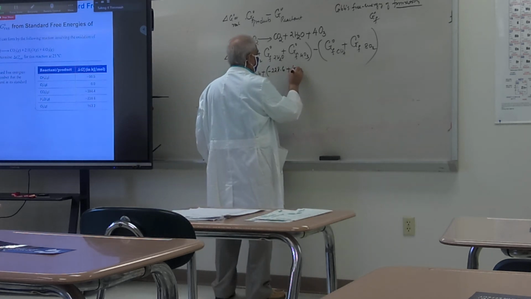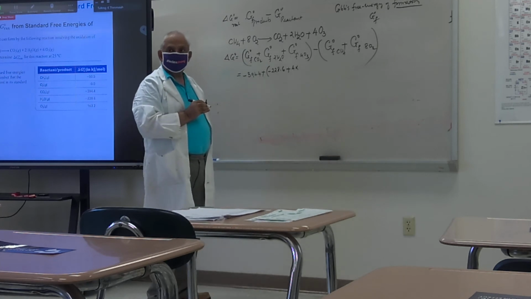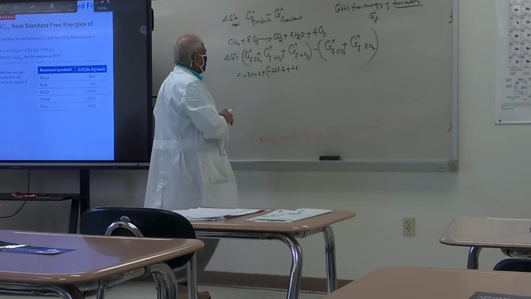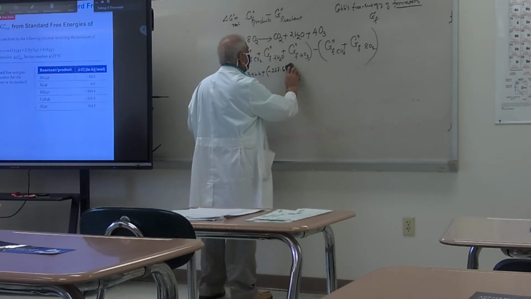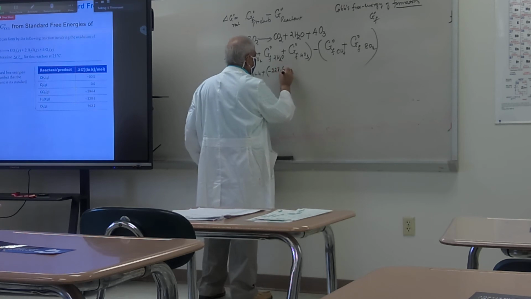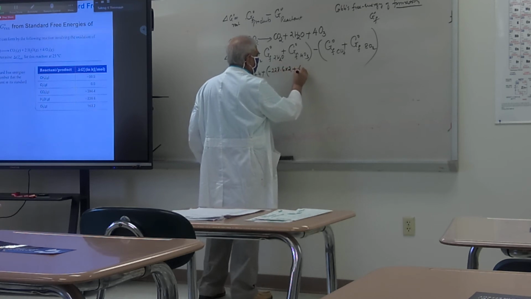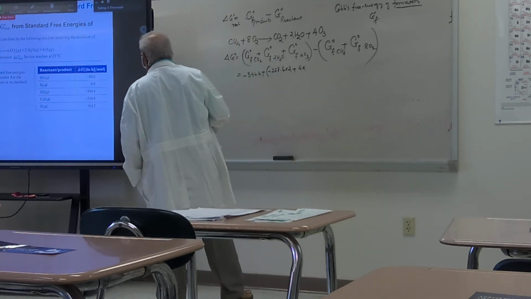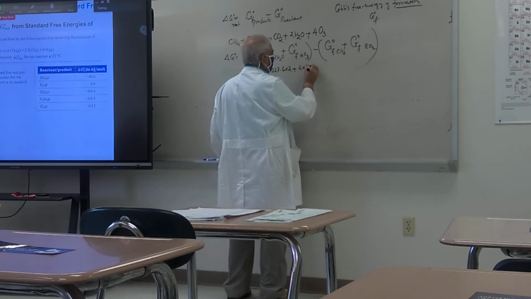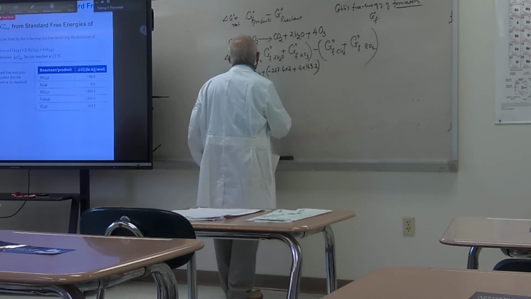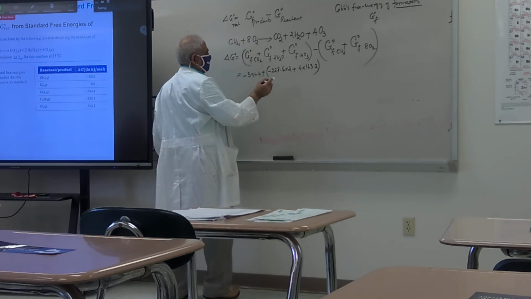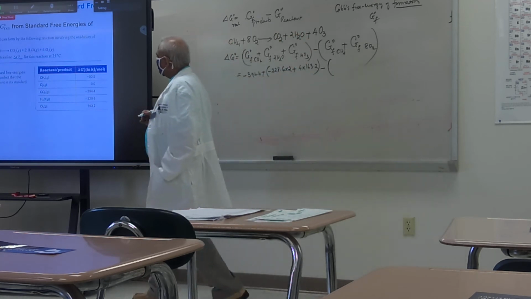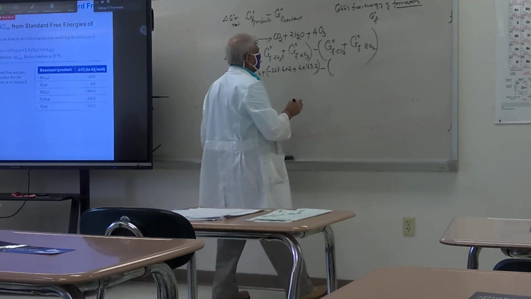Wait, wouldn't the 228.6 be multiplied by 2 since there's 2 water? Yeah, that's what we multiplied by 2, because there are 2 molecules. That's 4 times ozone is how much? 163.2, correct? So do this please. Minus what is the G0 of CH4? Negative 50.5.